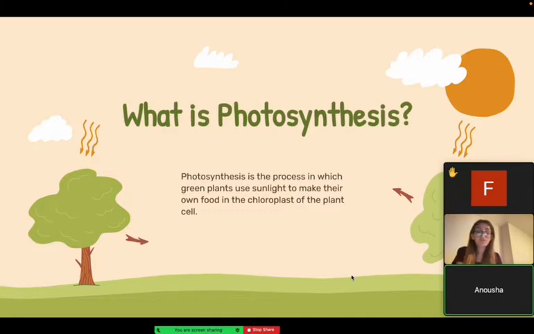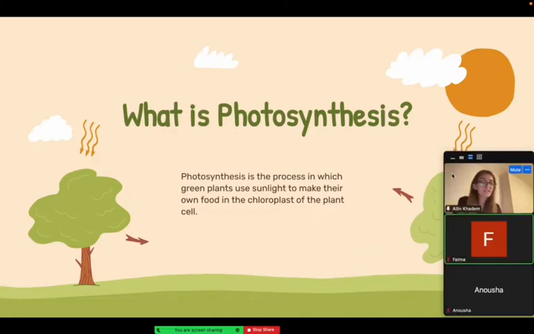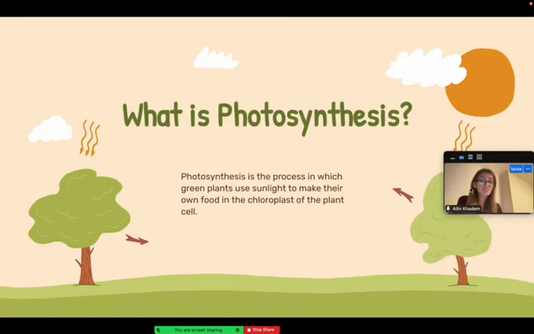Yes, that's a good point. Anusha, do you want to add anything? I guess not. It produces oxygen. Yeah, that's what Fatma said, but it is a good point, and it is one of the things we will mention.